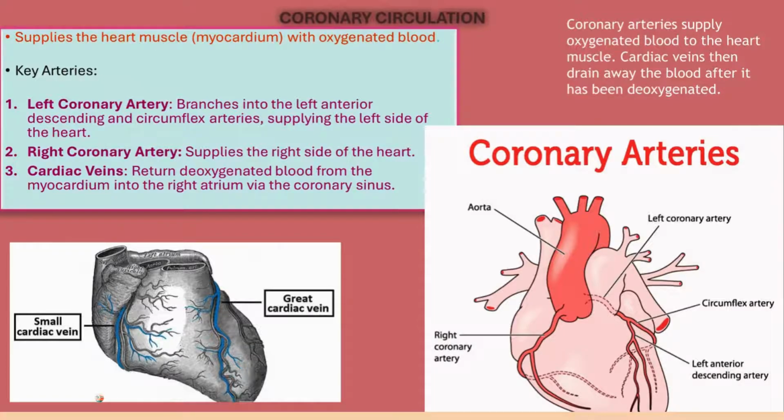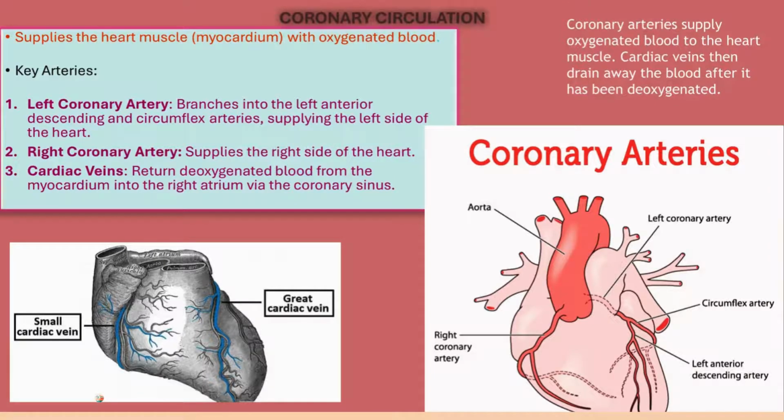The right coronary artery supplies the right side of the heart and the left coronary artery supplies the left side of the heart. But the left coronary artery is further subdivided into two, that is the left anterior descending artery and the circumflex artery. As you can see in the picture, the left coronary artery is divided into the left anterior descending artery and circumflex artery.